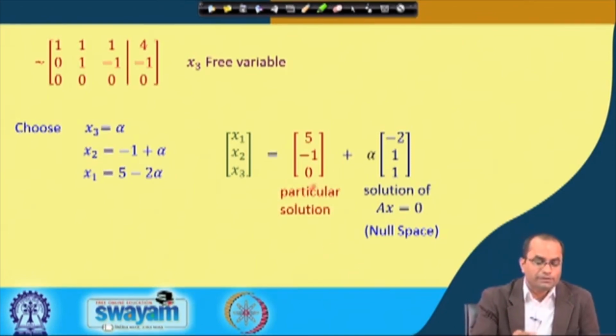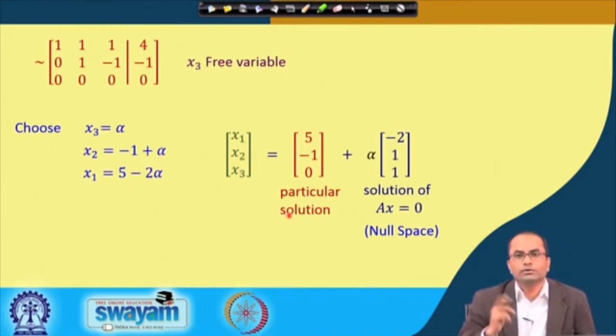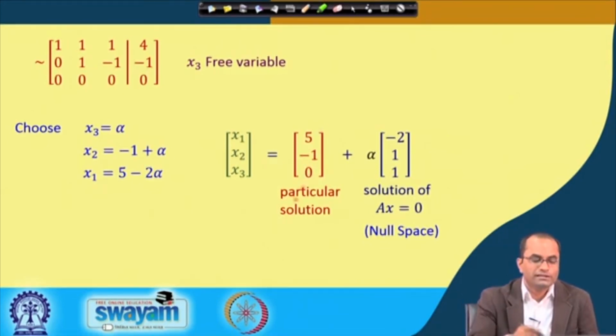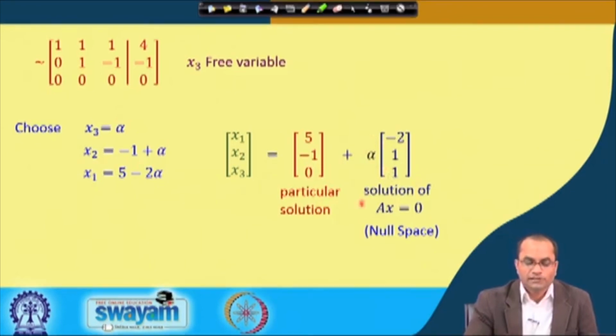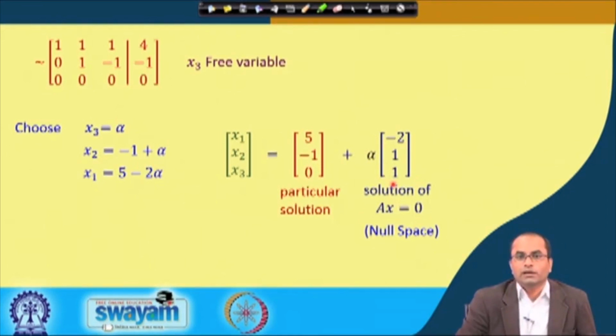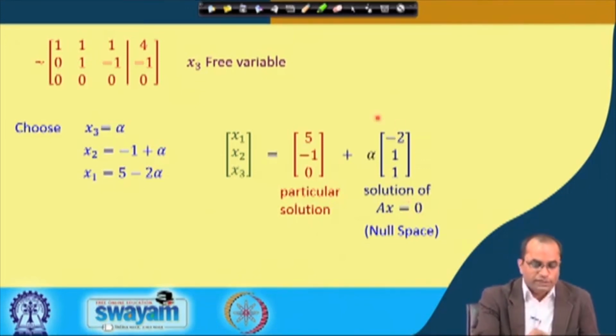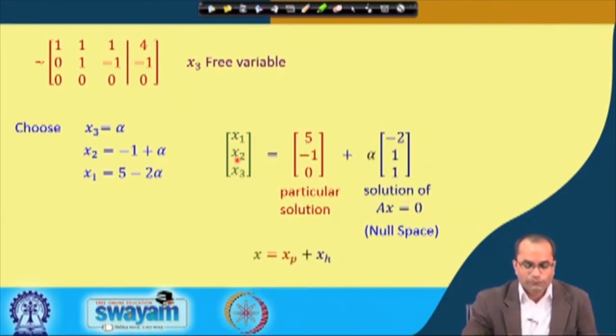Here this constant part without alpha is one particular solution of the given system Ax equal to 0, sorry, Ax equal to b. So, this 5, minus 1, 0 will satisfy our equations, and this minus 2, 1, 1, multiplied by any number, will satisfy Ax equal to 0, the so-called homogeneous system of equations corresponding to our given system. Homogeneous means the right hand side we have set to 0. So, this is a very special structure we will be talking about more later.